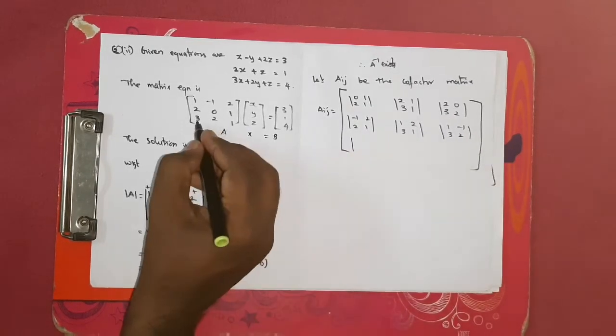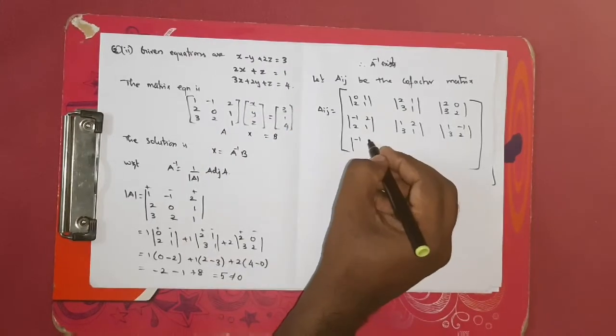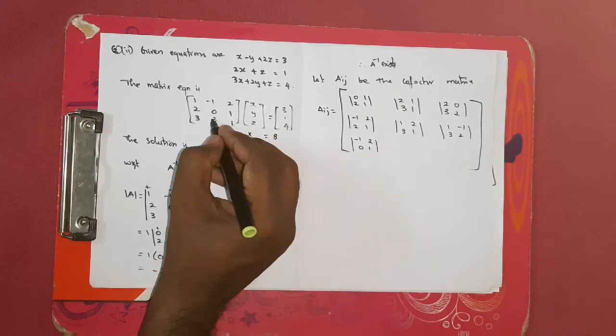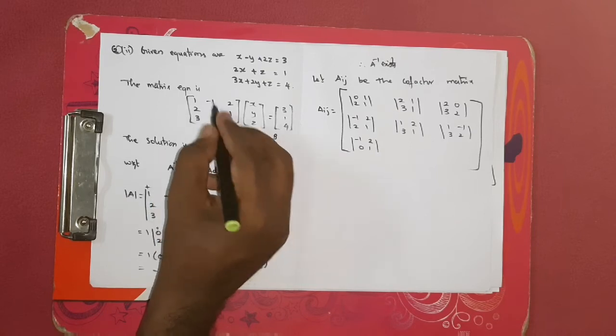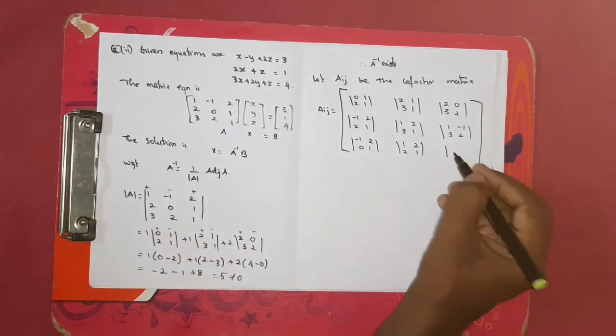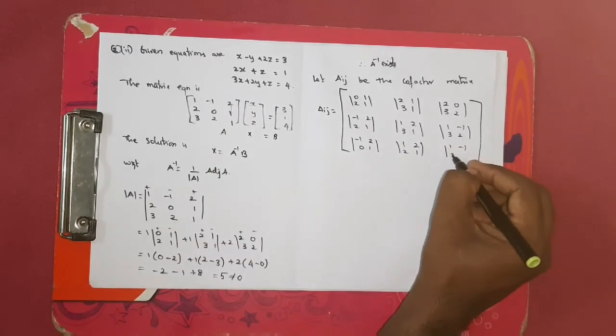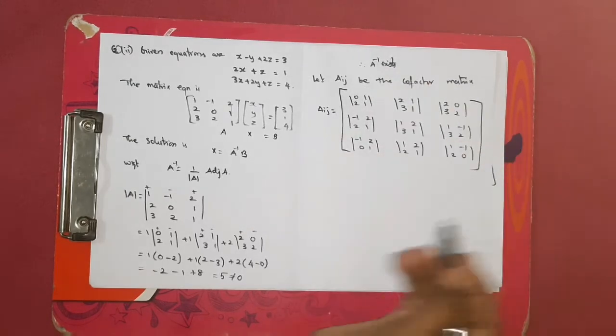Okay. So next for this 3 you write, leave this column and this row. So the entries are -1, 2, 0, 1. And next for this 2, leave this row and column. So you get 1, 2, 2, 1. Okay. And next for this row and column you leave it. So you have 1, -1, 2, 0. So we got it, right?